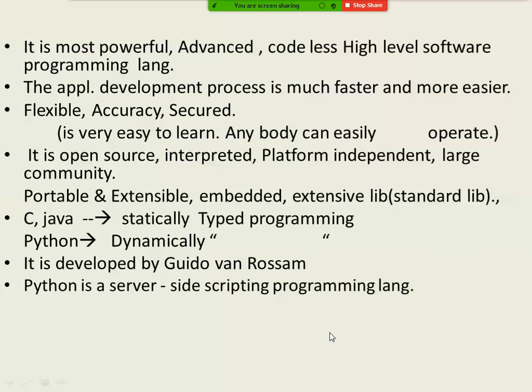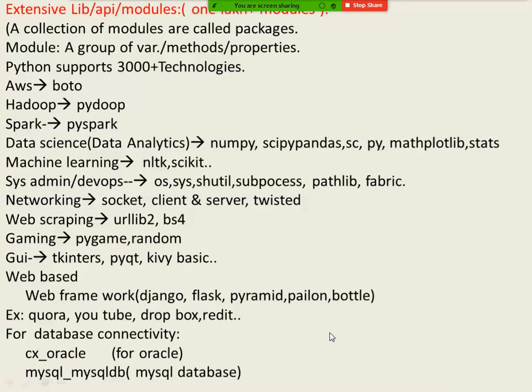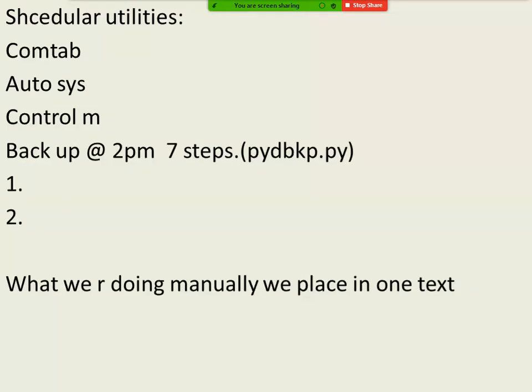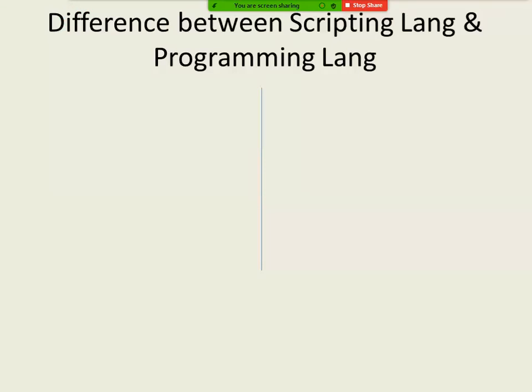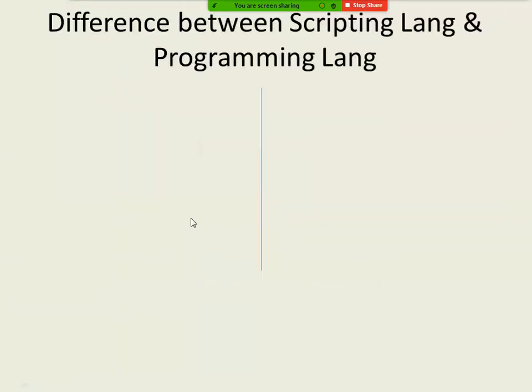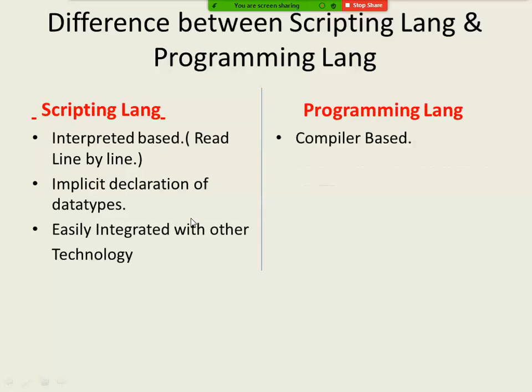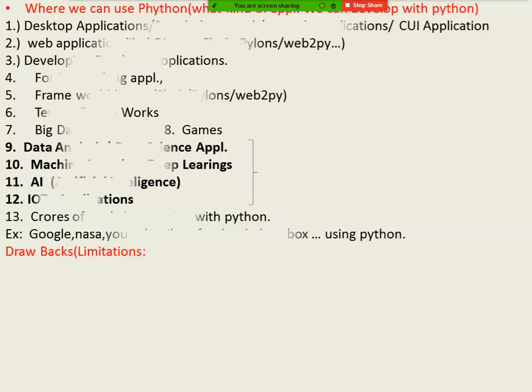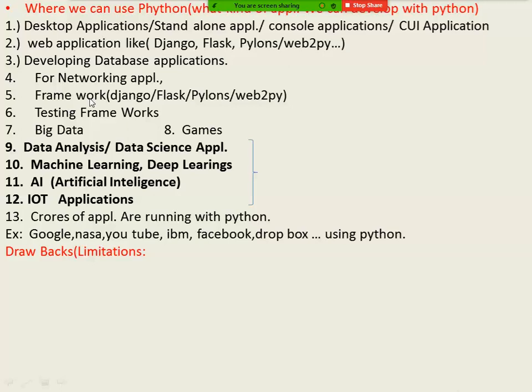Now let me explain all those things. Scripting languages are of two types: client side and server side. These are the merits of Python. Now tell me, what are the drawbacks of Python?